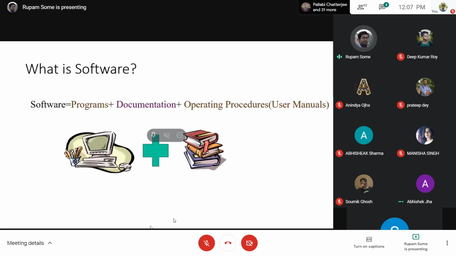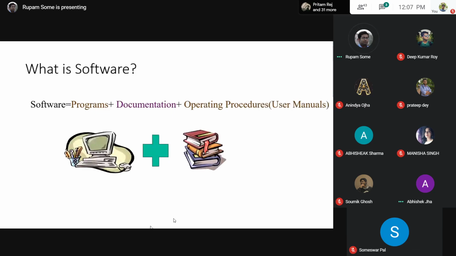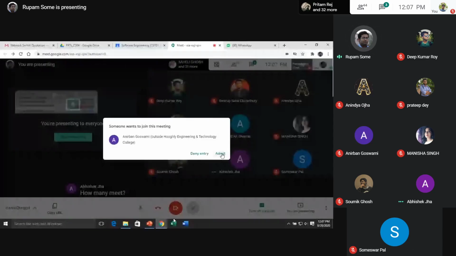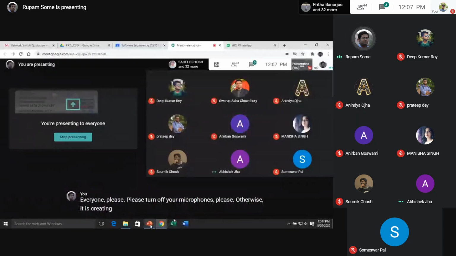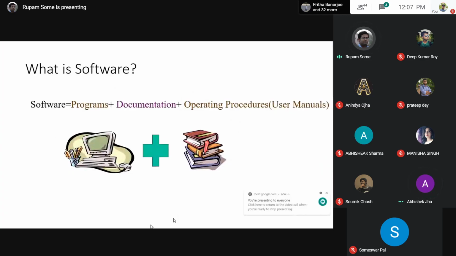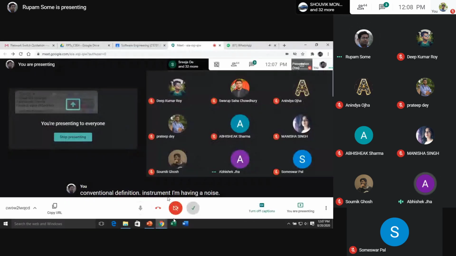Everyone, please turn off your microphones, please. Otherwise, it is creating a noise. Okay, softwares, as you all know, the conventional definition. Just a minute. I'm having a noise. Abhishek, please turn off your mic. Abhishek Jha, please turn off your mic.